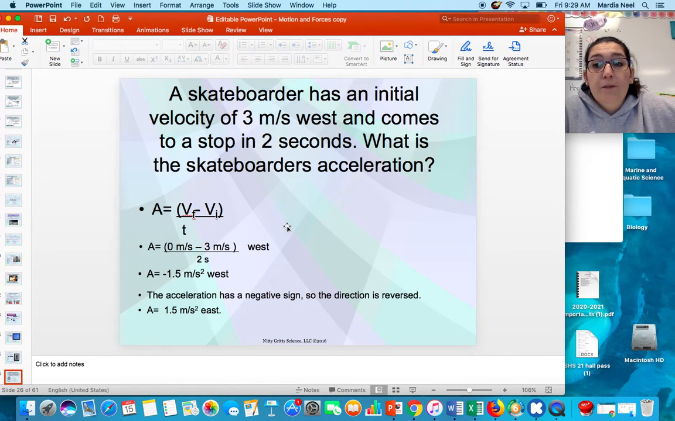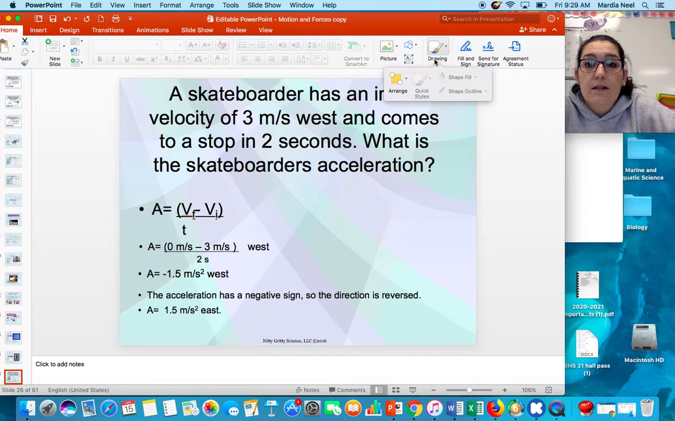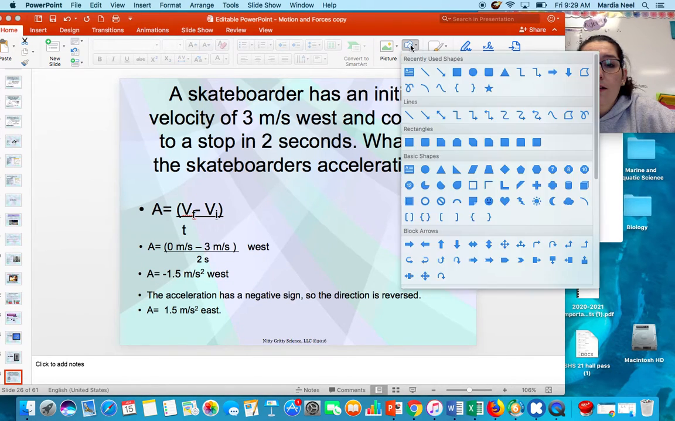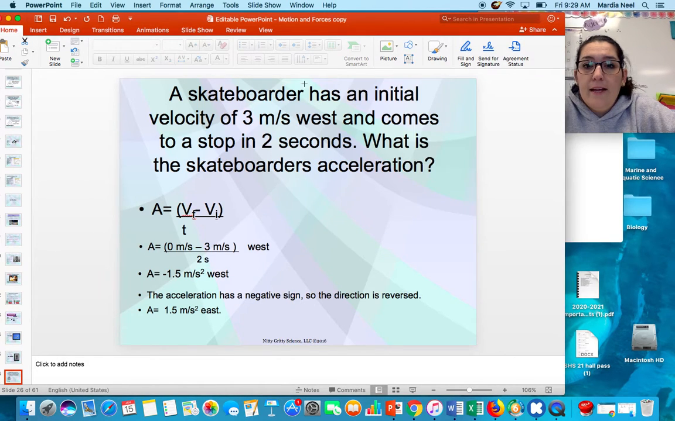All right, so let's look at a few more problems. A skateboarder has an initial velocity of 3 meters per second west. He comes to a stop in 2 seconds. What is his acceleration? So our initial velocity, it says, is 3 meters per second west. So let's highlight that, 3 meters per second west.